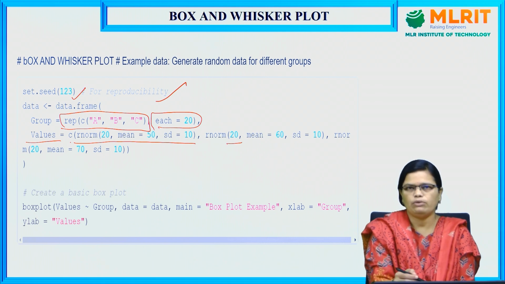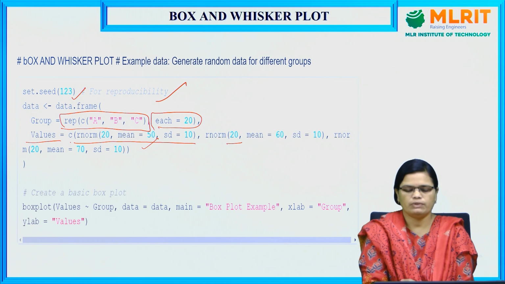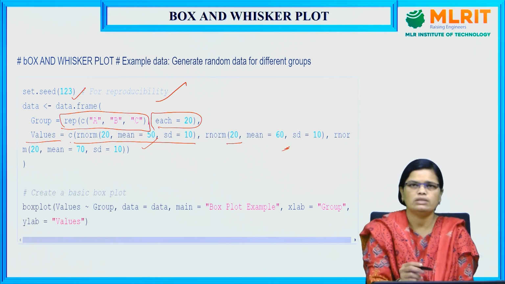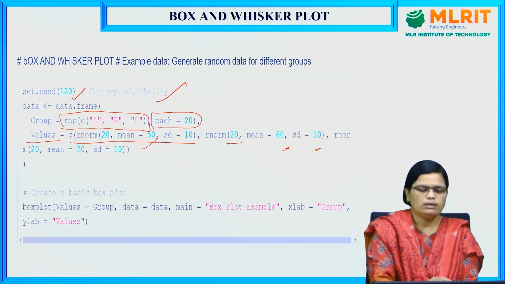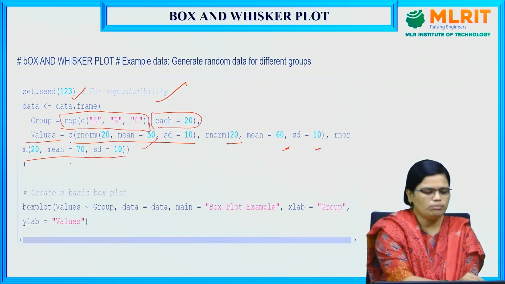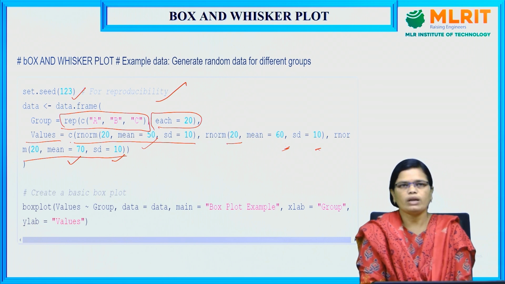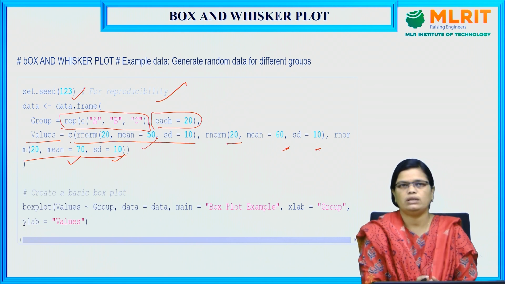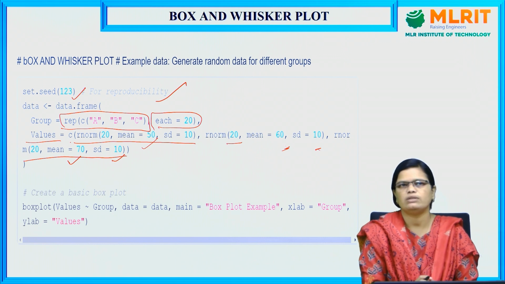Observe the difference here. The mean value got changed here. For the first one, the mean value is 50. For the second one, the mean value is 60, and the standard deviation is the same here. And for the third one, we are again generating 20 values with the mean 50 and the standard deviation 10. So we have generated 3 different sets of data. We have the exact difference in the data we have generated.